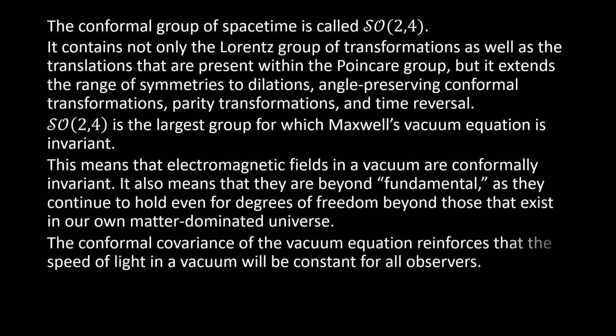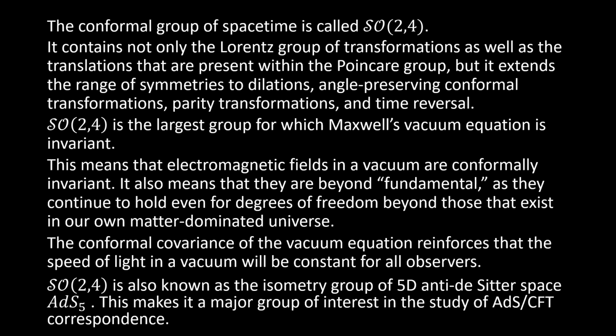The conformal covariance of the vacuum equation reinforces that the speed of light in a vacuum will be constant for all observers. SO(2,4) is also known as the isometry group of five-dimensional anti-de Sitter space, AdS5. This makes it a major group of interest in the study of AdS/CFT correspondence. We first consider an isomorphism to motivate our interest. That is, that SO(2,4) is isomorphic to SU(2,2), a real representation being represented by a complex representation.